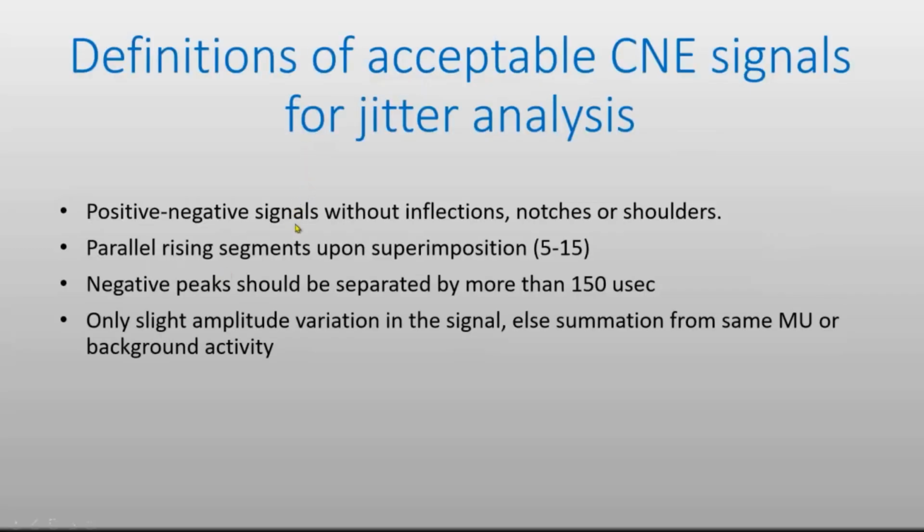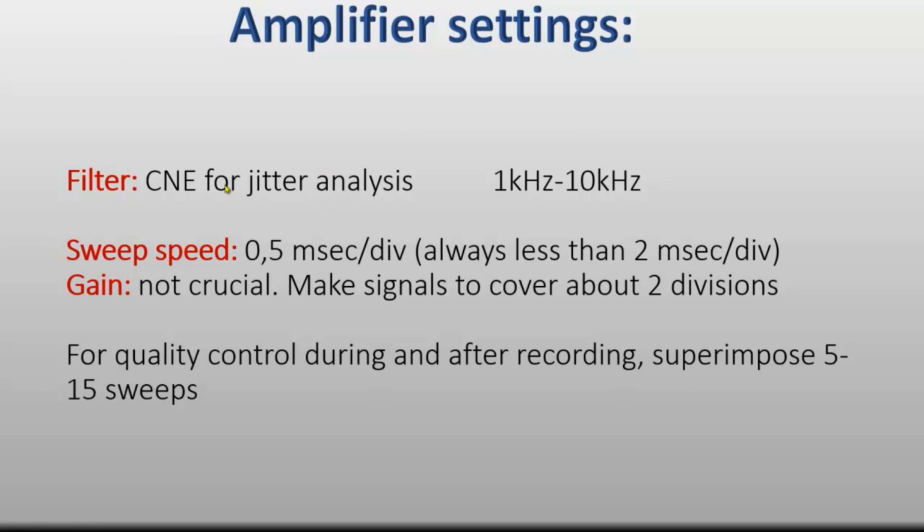And here is a summary of the signals to be accepted. They should have a positive negative inflection without notches or shoulders. That means that they should have a parallel rising segment. The negative peaks should be separated for accurate measurements. And a slight amplitude variation is acceptable. And here is the setting of the amplifier, the filters we already mentioned. The sweep speed, 0.5 millisecond, is a good sweep speed that allows detection of small changes that we really are looking at. The gain, we make the signal cover about 2 divisions on the screen, and we superimpose 5 to 15.